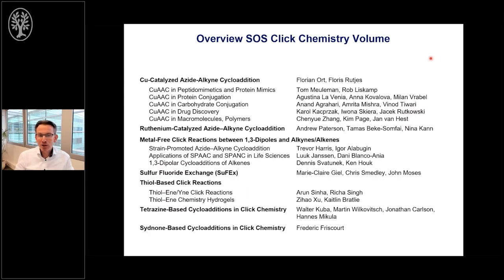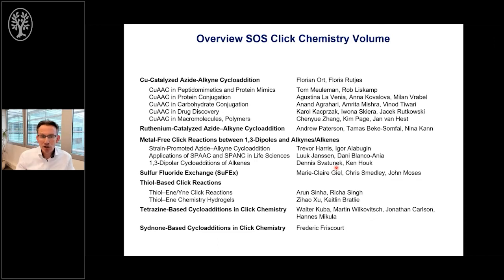And for that, I first of all would like to thank all the authors very much for their contributions. And they really made this, I think, well, perhaps not comprehensive, but a volume on click chemistry in the style of Science of Synthesis that nicely shows all the developments that click chemistry went through in the past 20 years. And also shows what it has evolved to.